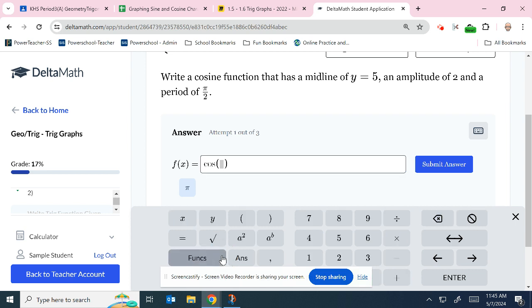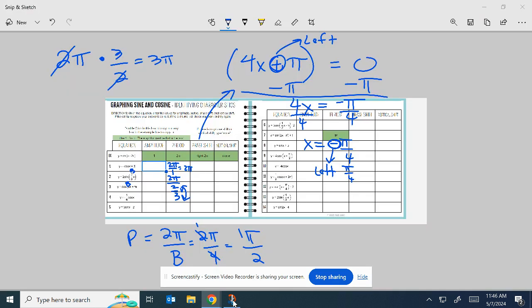So go back and put the 2 there. So 2 cosine, because we know the amplitude's a 2, and we know it's going to be a plus 5 outside of the parentheses, because the y equals 5 tells me it's going up 5. So I know it's going to be a plus 5. The period is pi over 2. That's the tricky part. Period is pi over 2. And we need 2 pi, let me show you how it works.